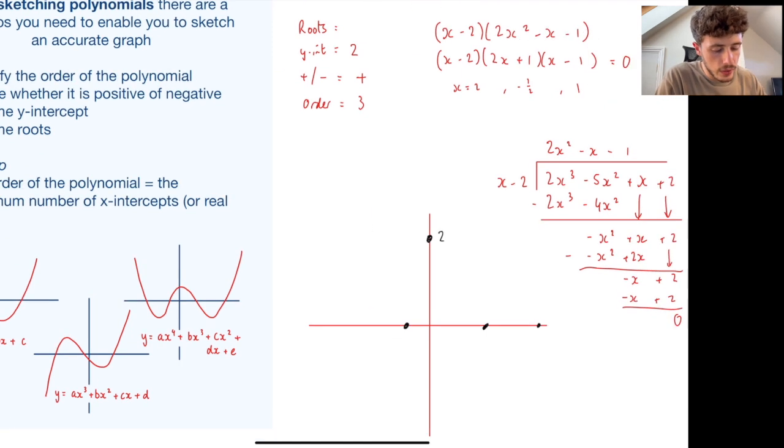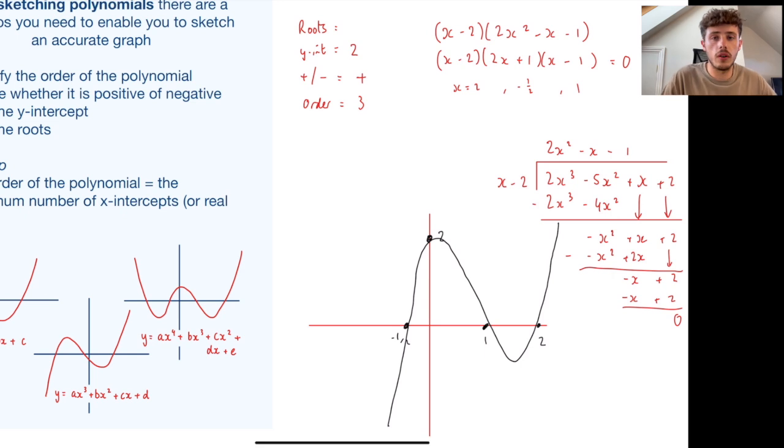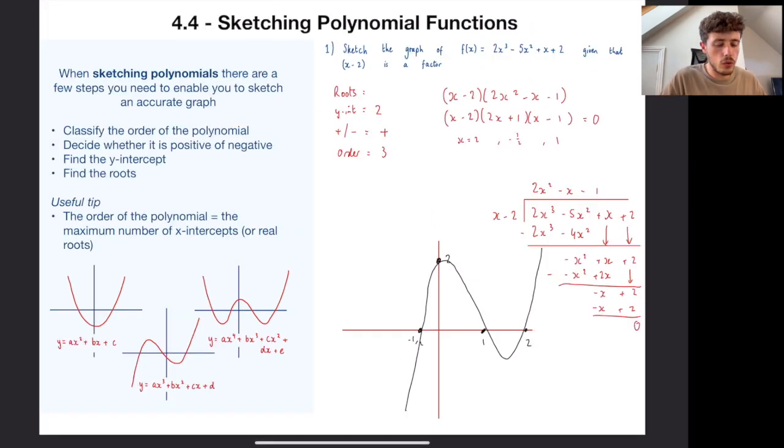So we can label on there the 2, the minus a half, the 1, and the 2. And then we can draw that S shape. You can kind of see how that is going to work. And that is exactly what our final graph will look like. Let me know if you can draw a better cubic than that, because that is not the best.